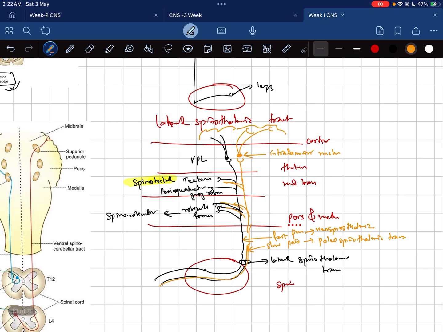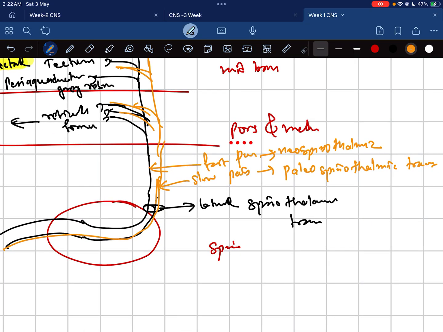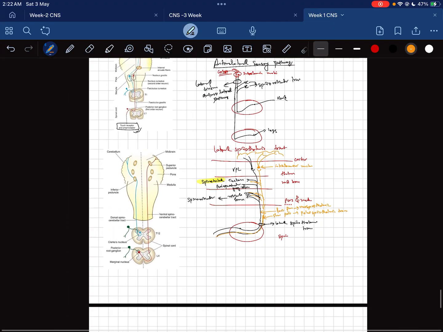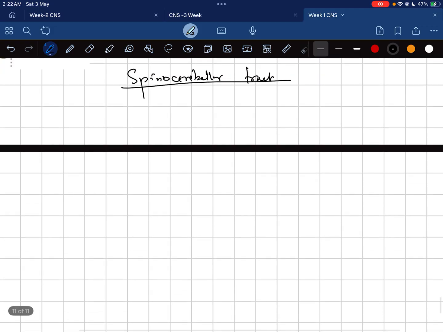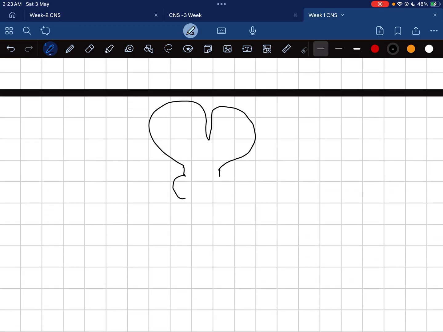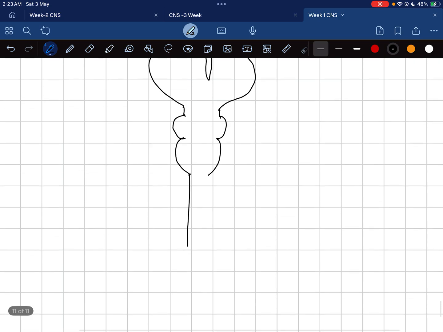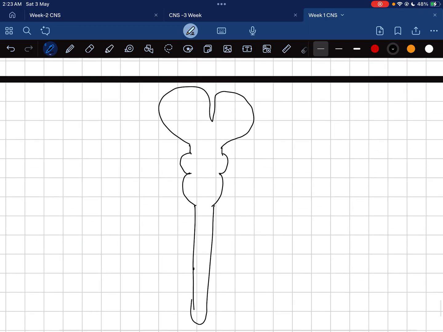This is regarding the lateral spinothalamic tract, the spinoreticular tract and the spinotectal tract. Moving on to the spinocerebellar tracts, from the spine to the cerebellum. For this, there is the higher center, the midbrain, then the pons, the medulla, the spinal cord, and beside that there is the cerebellum.